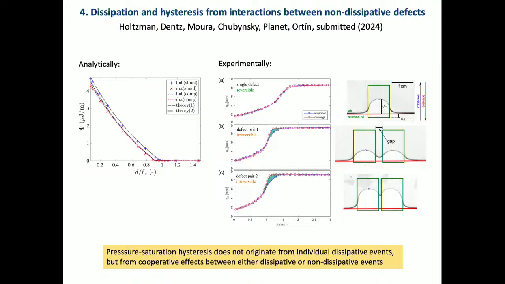Okay. So the conclusion is, you don't really need to have very sharp constrictions or expansions. Cooperative effects can do the job of producing a pressure-saturation hysteresis cycle. This is the message. Is this answering your question? Any other questions?